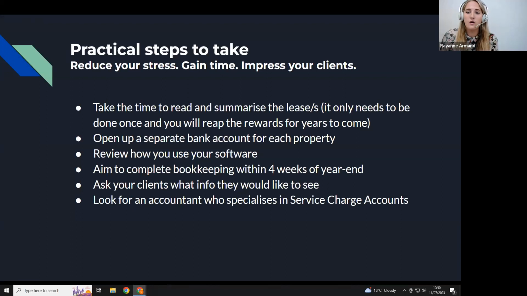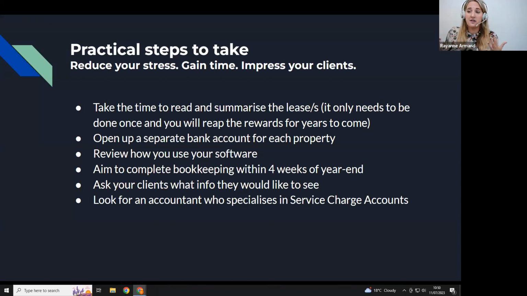But as you grow and you have more and more issues coming up and little nuances around audits and sinking funds, the same way you would go to a specialist when you require brain surgery, with a certain size property portfolio, it really helps to have a specialist accountant who does service charge accounts.